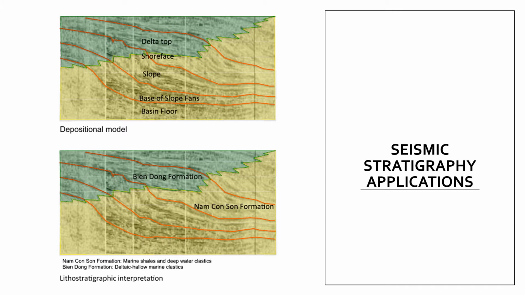and then we proceed with the facies level interpretation here, so they can interpret which is the delta, which is the shore face, which is the slope, and then eventually the basin floor. And then further, they can eventually interpret the relevant formations here. This example is from Vietnam, so you have these names like Bien Tong, Nam Con Son.